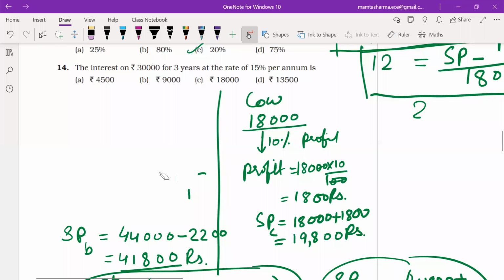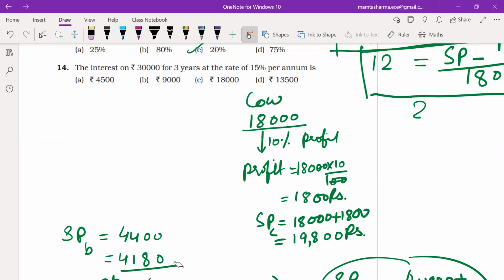Yes. Chaitanya, read the question number 40.